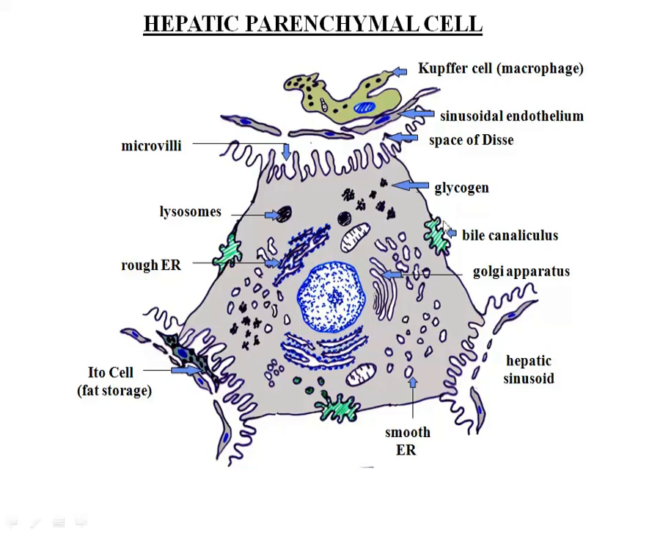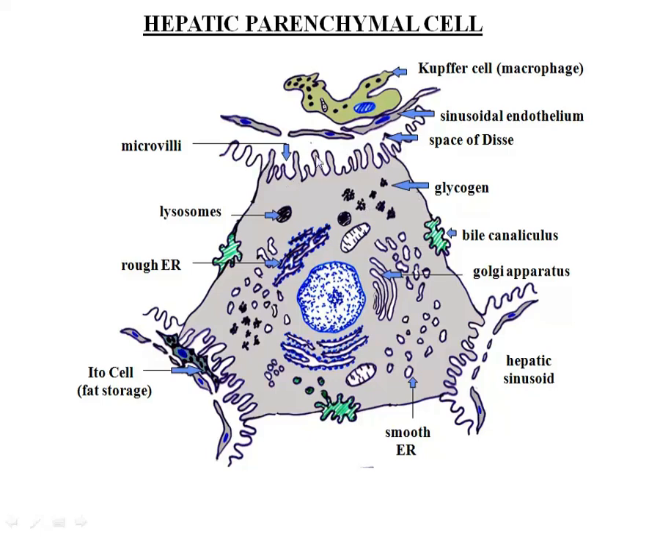So here clearly visible is a canalicular surface and a sinusoidal surface. So this is a hepatocyte. Here all cell organelles you can see clearly: a lot of Golgi complex, then mitochondria, endoplasmic reticulum, lysosomes, and then glycogen granules. When glucose is converted into glycogen, it is stored in the liver cell. So you will find all these glycogen granules stored in them.